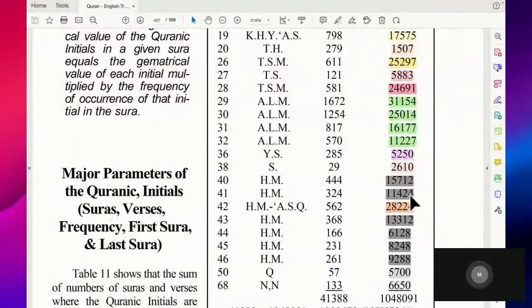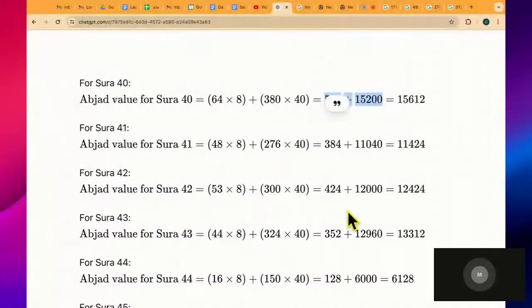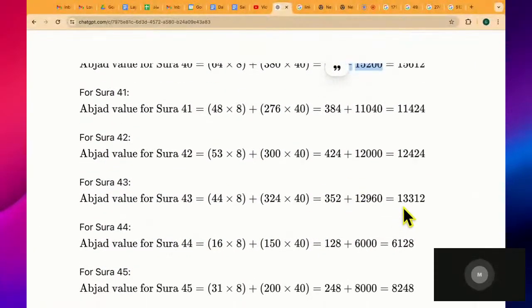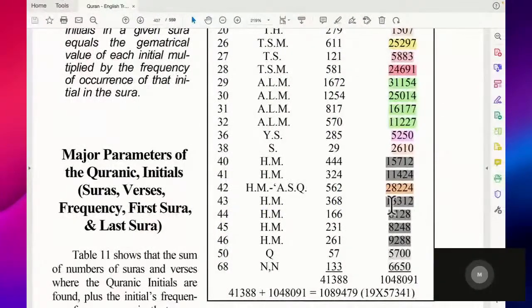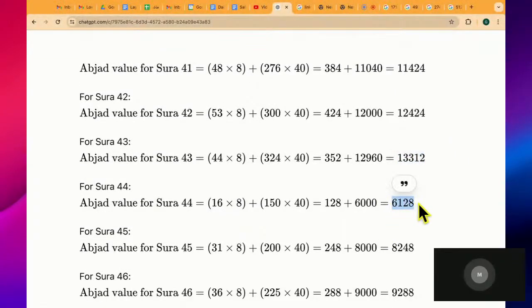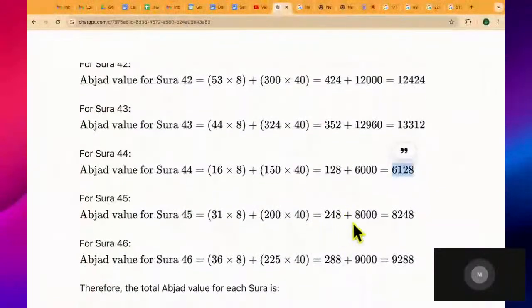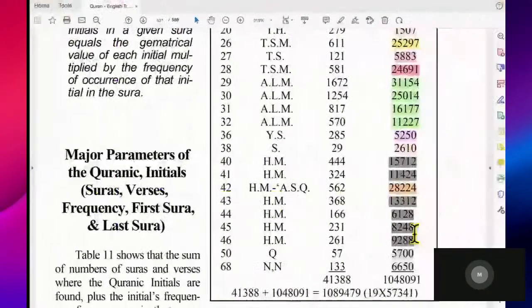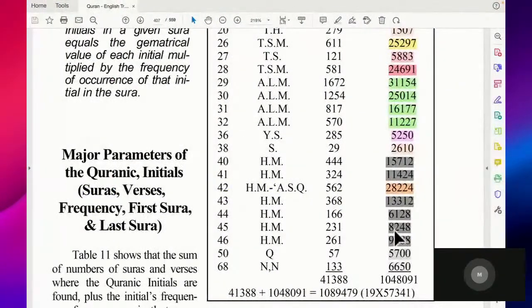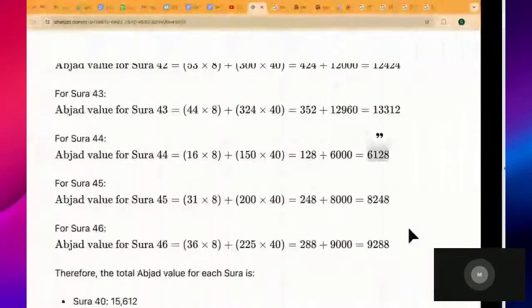11,424. The count is correct. So Surah 43, 13,312. Surah 44, 6,128. Surah 45, 8,248. Surah 46, 9,288.